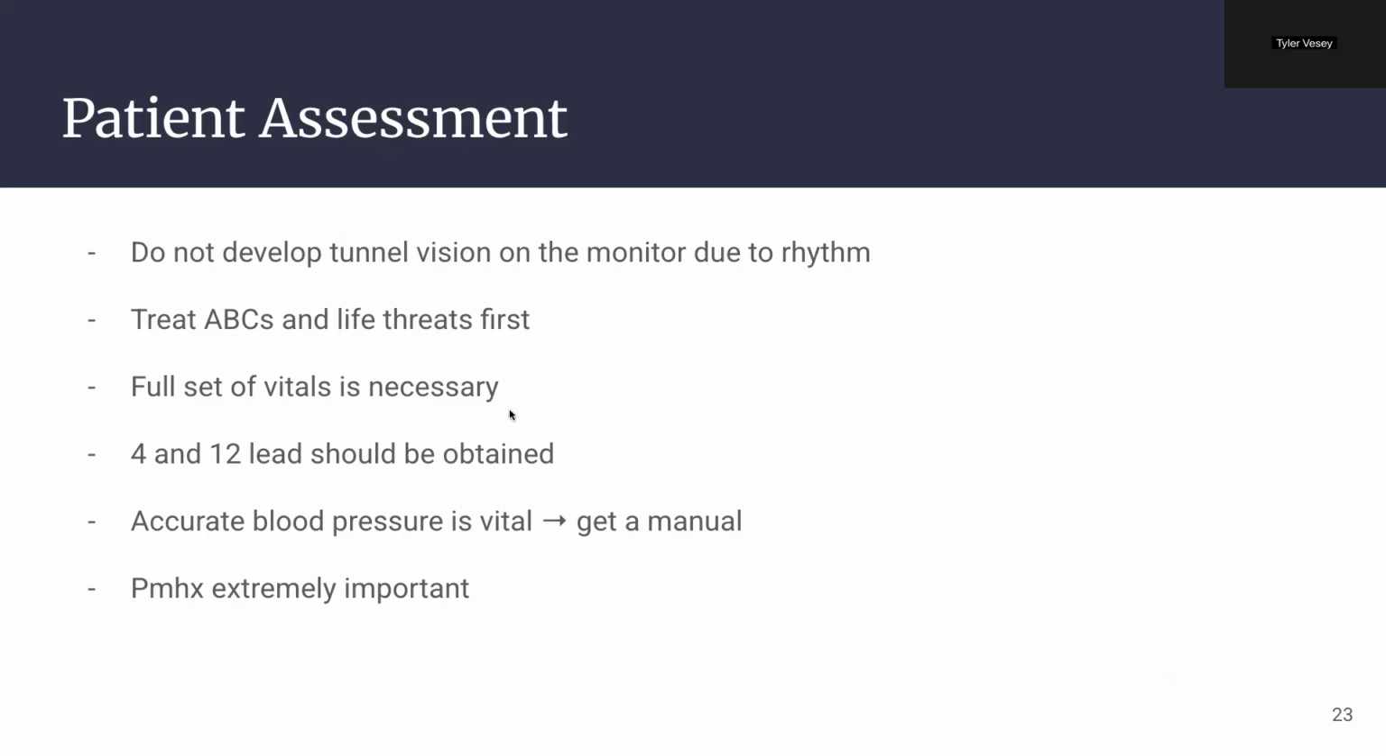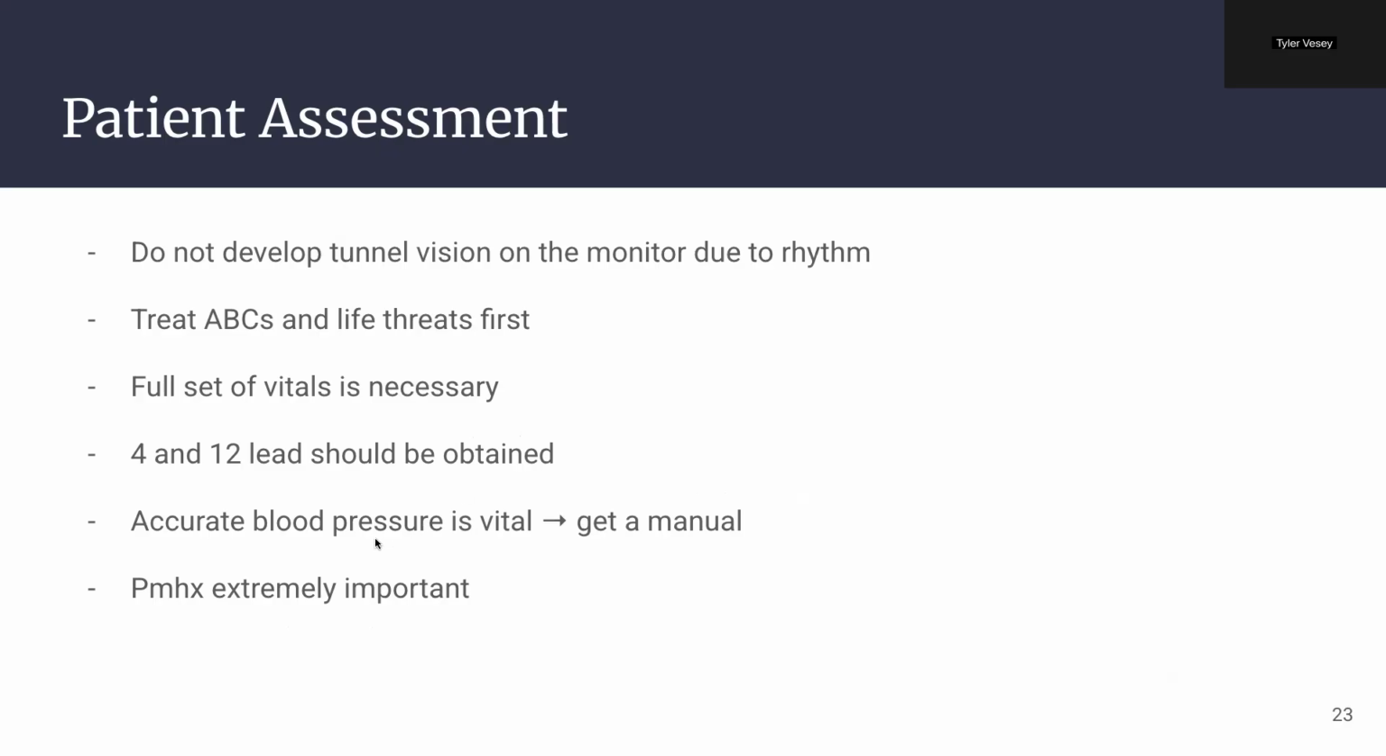especially when you have some decisions to make, whether it's SVT versus VTAC with aberrancy, which we're not going to dive into this class. That's something that could probably, again, be its own class. So make sure you get a 4 and 12 lead, confirm the rhythm that you actually see.